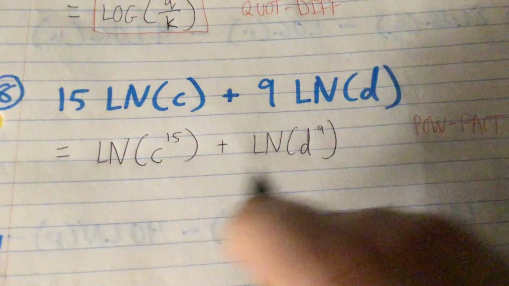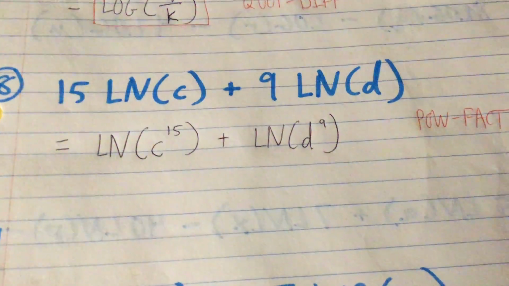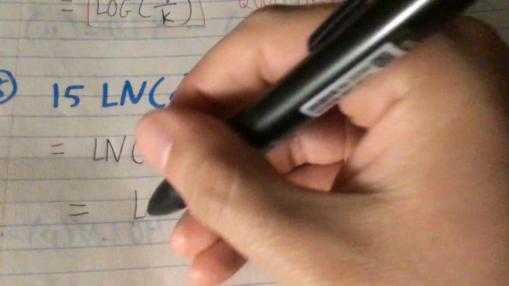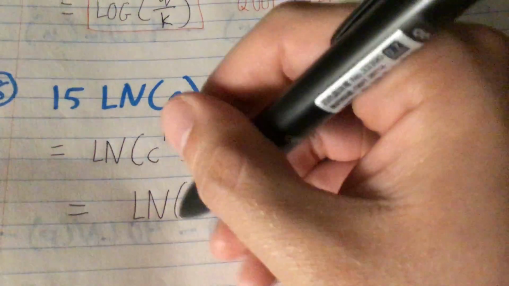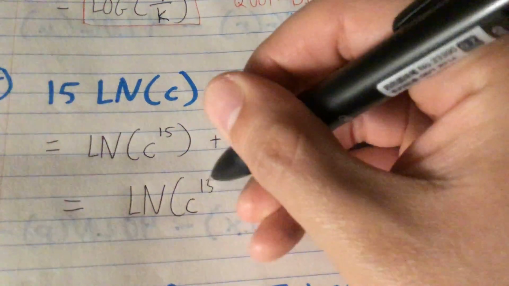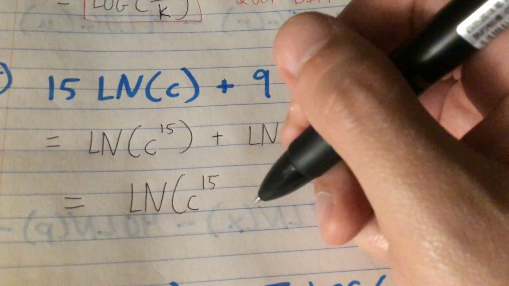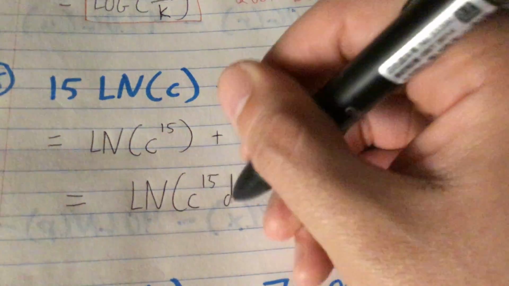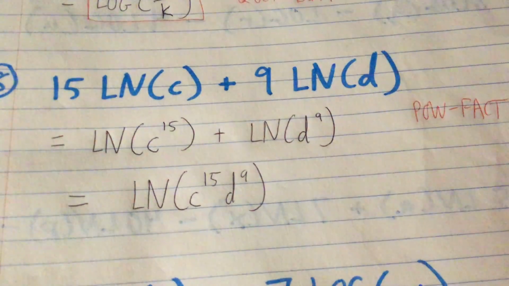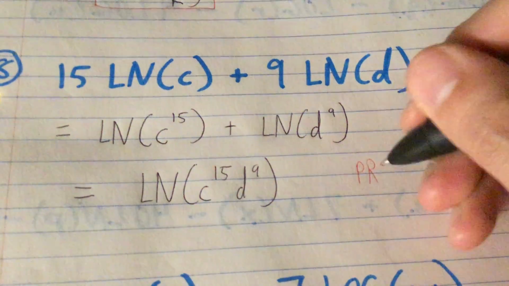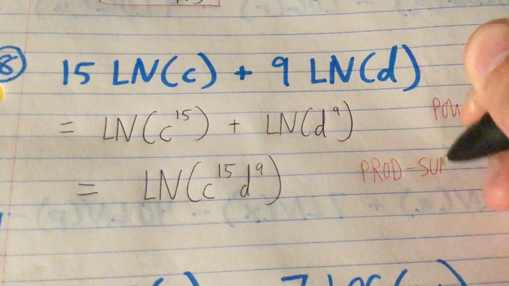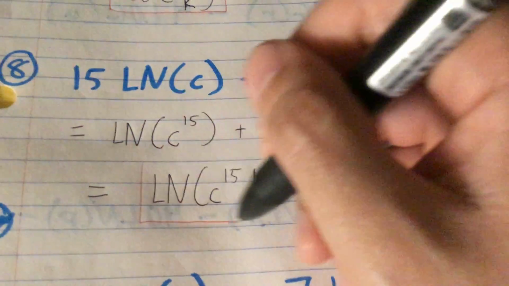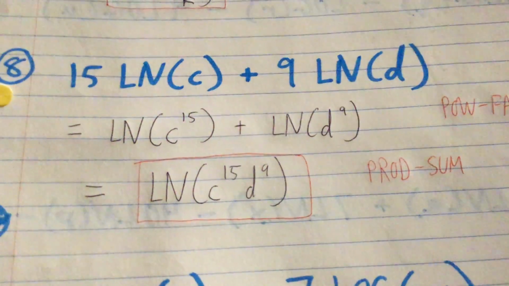Okay. Now if it's addition expanded, how do I bring it back together? With multiplication. Addition expanded means that it was originally a multiplication problem. The natural log of c to the 15th times d to the 9th. And that was from the product sum rule. All together. I like it.